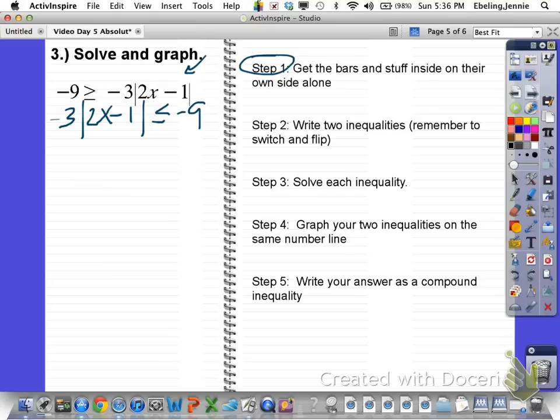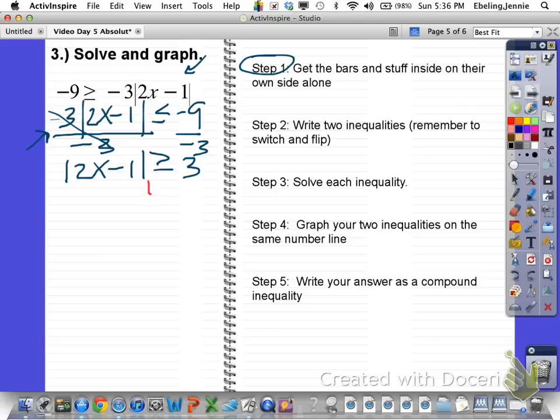And then I notice I've got this negative 3 out front that I don't want, so what I'm going to do is divide both sides by negative 3. When I do that, I get the absolute value of 2x minus 1. Remember, you've got to flip this switch because you're dividing by a negative, and I get 3. Now let's just take a look at this for a moment. This says the absolute value is greater than or equal to 3.